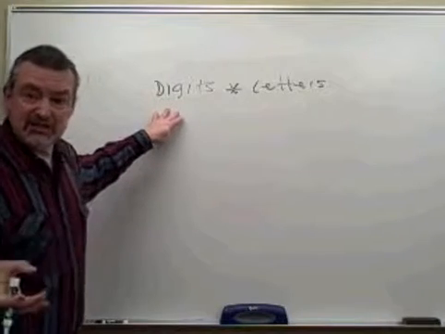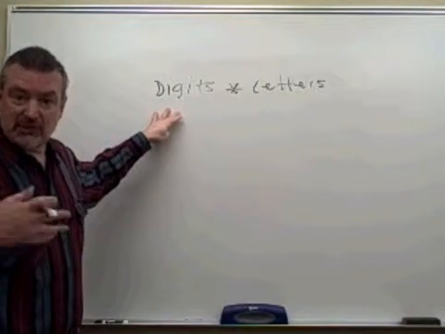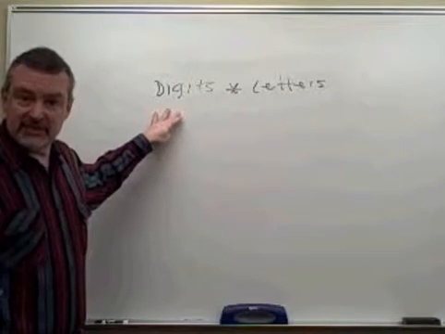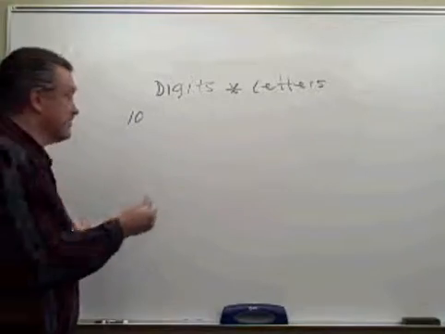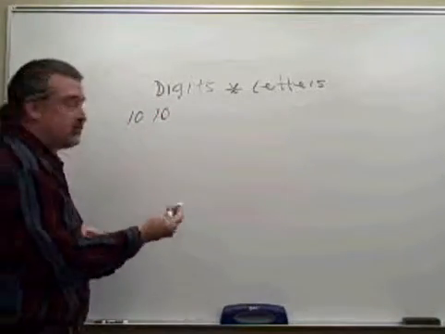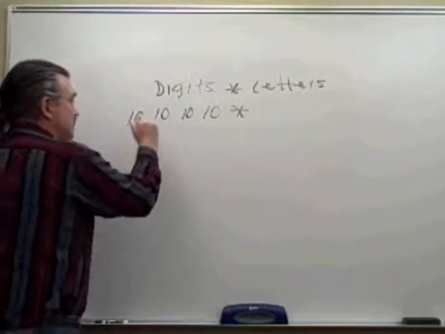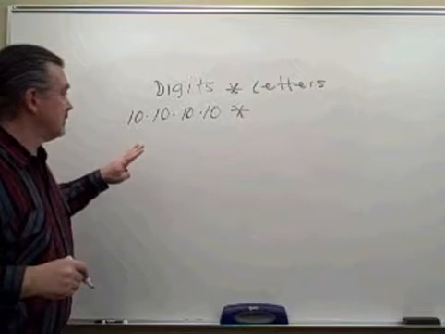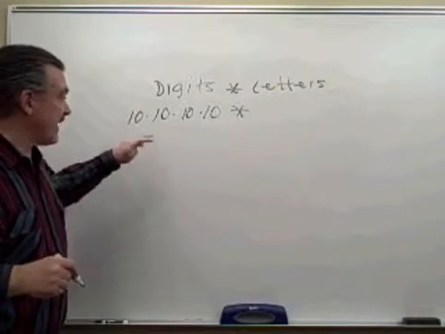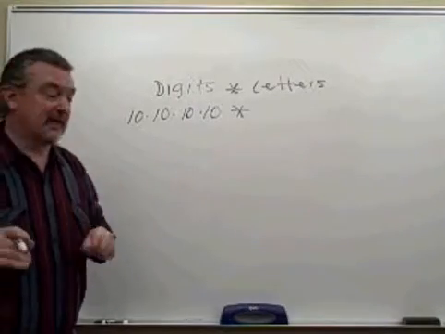There would be 10 digits we can choose from. So every time we choose, if repetition's allowed, we still have 10 digits to choose from. So the first digit, there are 10 choices. The second one, there are 10 choices. The third and the fourth. So we basically have 10 to the 4th power, which is 10,000. That's how many different ways we can choose the 4 digits if repetition's allowed.